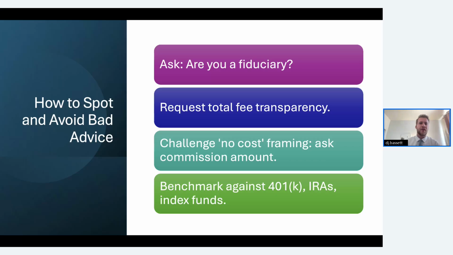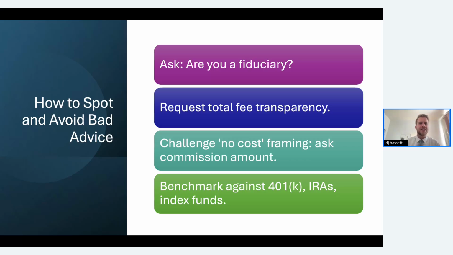The second would be to request total fee transparency. Ask about the fees. There's nothing bad about asking, and in this case, challenge the no-cost framing. Ask about the commission. Ask what they're getting paid. Why are they doing it? Ask those questions. And then the last thing is to benchmark them against the 401k.